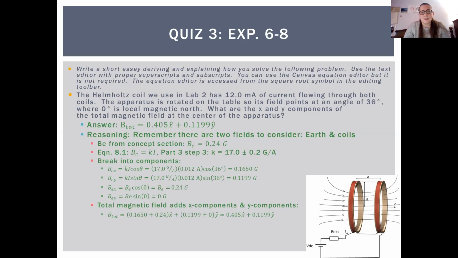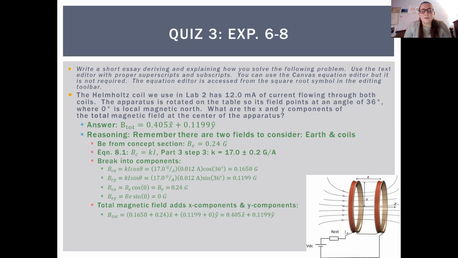But K is 17 plus or minus 0.2 Gauss per amp. So we break down both of those fields into their components. The coil's x direction is K times I times the cosine of our angle, which in this case is a 36-degree angle. And the y component is K times I times sine of our angle. So you can see those broken out there.